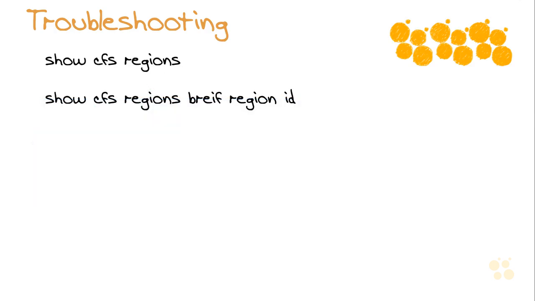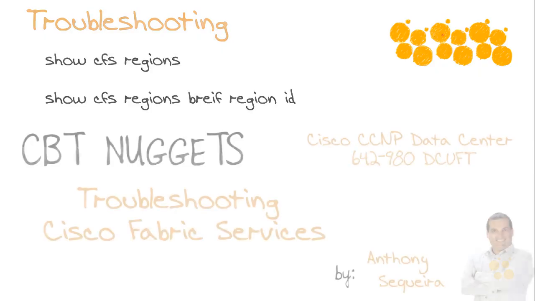Finally, we realize that we break our Cisco Fabric Services down into regions. So commands exist in order to verify region configurations, and that would be show cfs regions or show cfs regions brief and then specify a particular region ID.